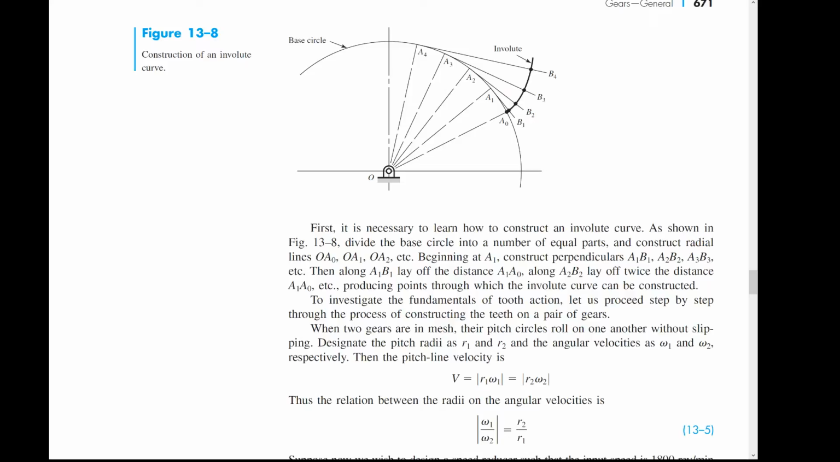To investigate the fundamentals of tooth action, let us proceed step by step through the process of constructing the teeth on a pair of gears.